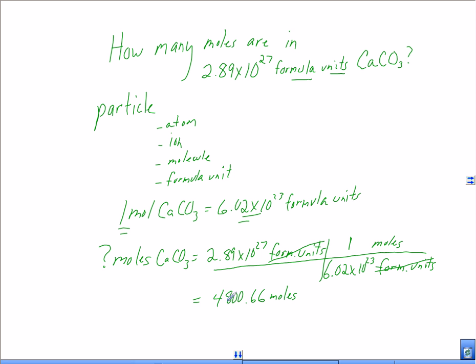But if we're following our sig fig rules, we have too many sig figs in this answer. So we go back and we look. We have 3 here. We have 3 here. Our 1 is infinite, so it doesn't count towards the least amount. The least amount of sig figs is 3. So I need to round this number to 3.